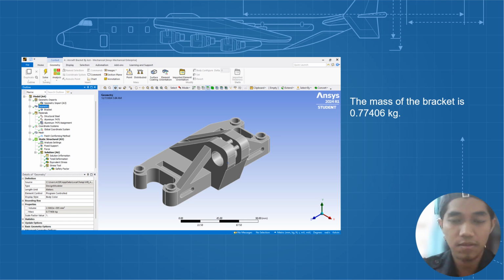So here, the mass of the bracket is 0.77406 kg. The switch to 7475 aluminum combined with geometrical optimization achieved the lowest mass for the bracket, reducing it from 2.05 kg for the original bracket to 0.77 kg. This significant reduction was possible due to aluminum's low density compared to titanium alloy, along with an optimized geometry that minimizes excess material and utilizes structural efficiencies.